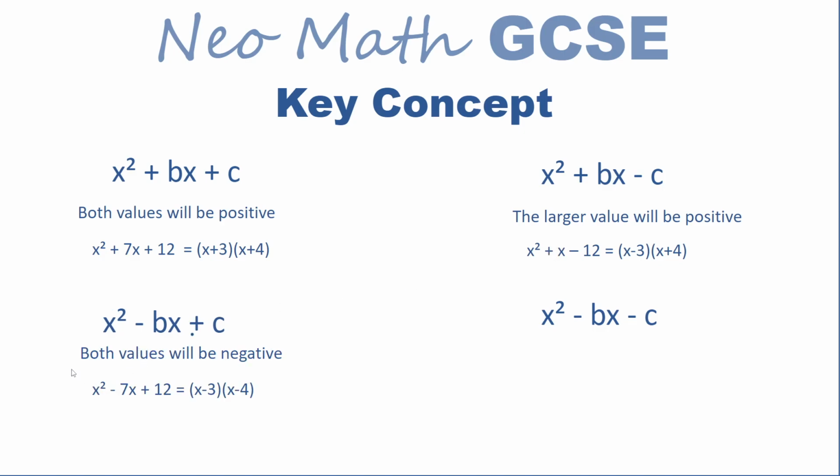So for the third example, both values will be negative, and this is because minus times minus, so minus 3 times minus 4, will give you a positive value, so positive 12. And if you have a minus 3 and you add minus 4, that will give you minus 7, not positive. So the final example is that the larger value here will be negative. Like this question here, you have one value that's positive and one that's negative to give you a negative value for C. But you have to have the larger value being negative this time, as you need to get a negative value for B. So let's move on.